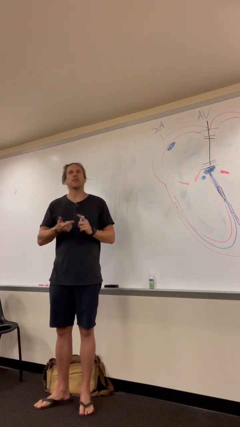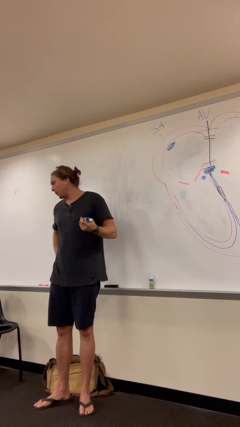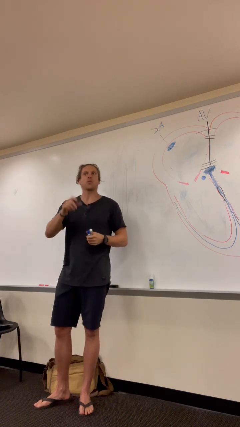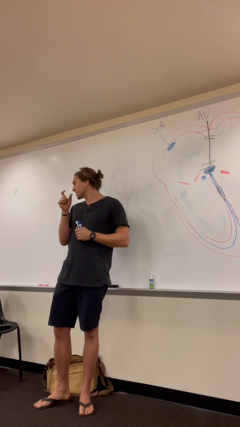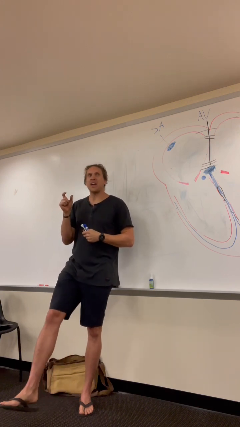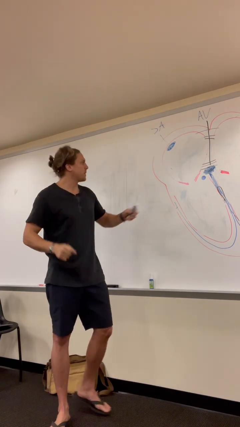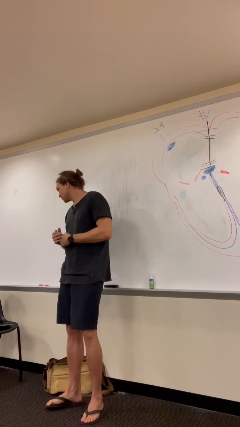Rhythm, is there a P for every QRS? No, I don't see a P wave, all right? At least I don't see it before the QRS, all right? That's our second hint that this is coming from somewhere else in the heart, all right?